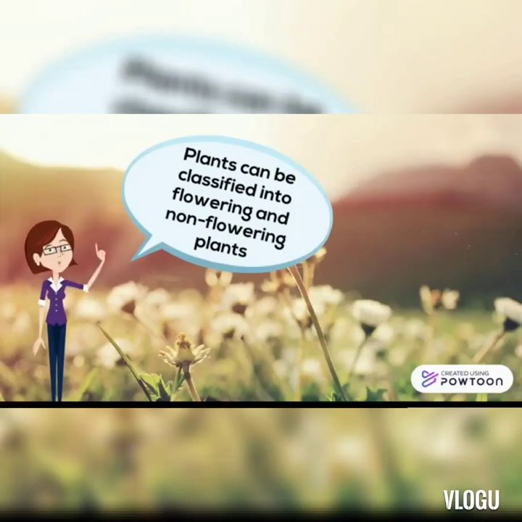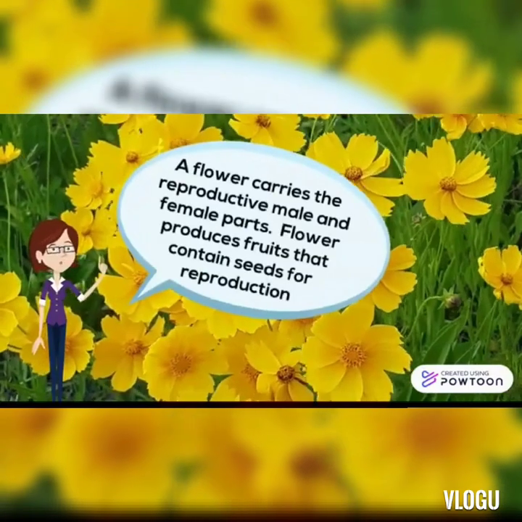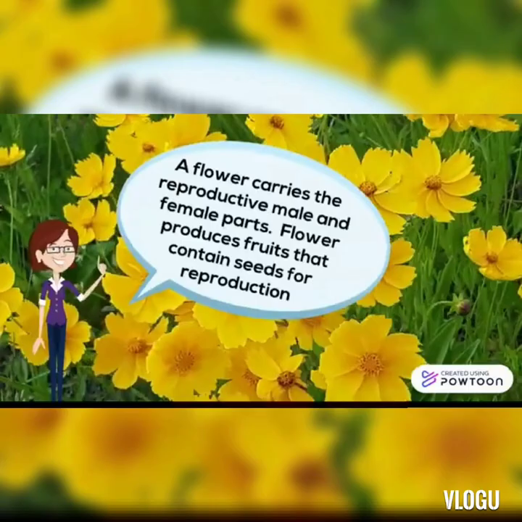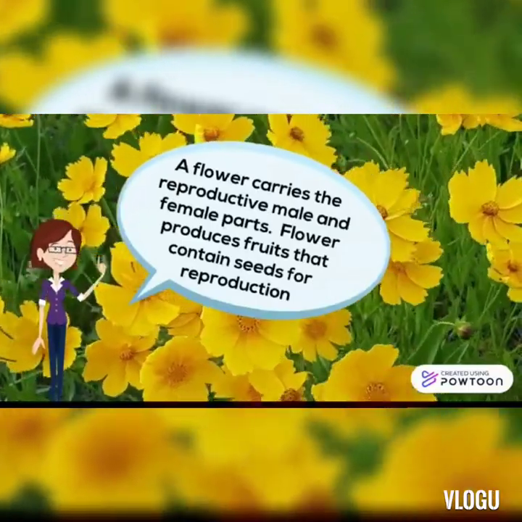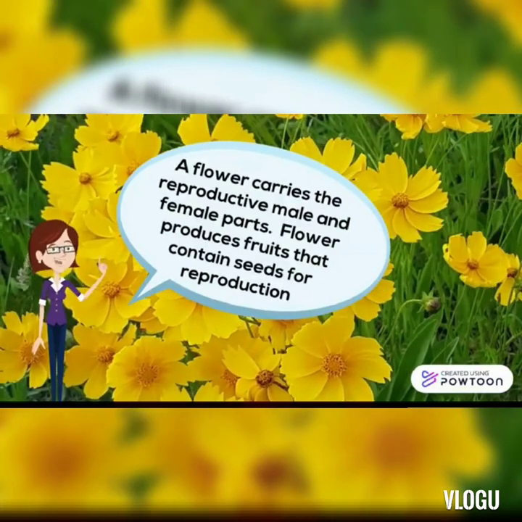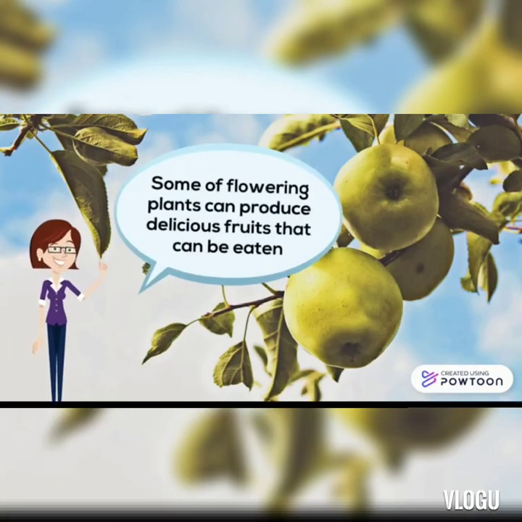Plants can be classified into flowering and non-flowering plants. A flower in flowering plants carries the reproductive male and female parts. Flower produces fruits that contain seeds for reproduction. Some of flowering plants can produce delicious fruits that can be eaten by us.